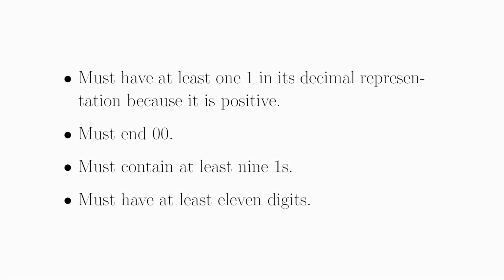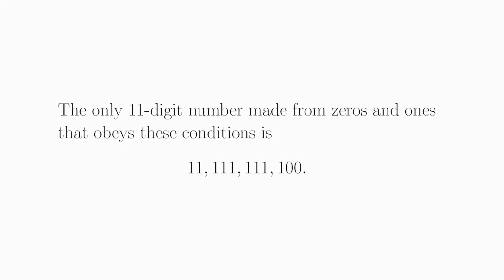Consider the properties of a number which consists of zeros and ones and is divisible by 36. Such an integer must contain at least one 1 in its representation because it is positive. It must end 00 because it is divisible by 4. It must have digit sum that is a multiple of 9, so it must involve at least 9 ones. Therefore, every positive integer which uses only the digits 0 and 1 and is divisible by 36 must have at least 11 digits. The only 11-digit number made from zeros and ones that obeys these conditions is 11,111,111,100.